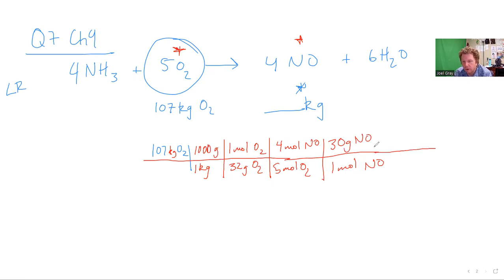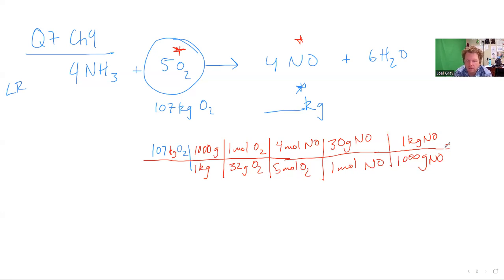Now what I need to figure out is how many kilograms I'm talking about. So I've got to use my conversion factor. There are 1,000 grams in 1 kilogram, of NO. And that's where I arrive at my answer.